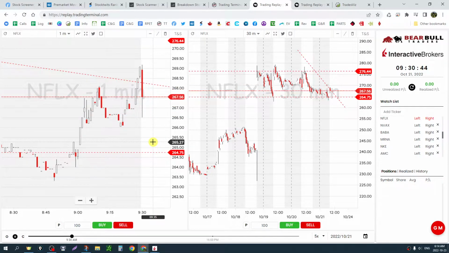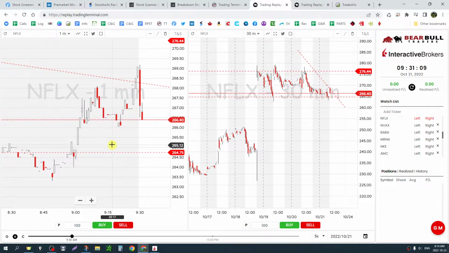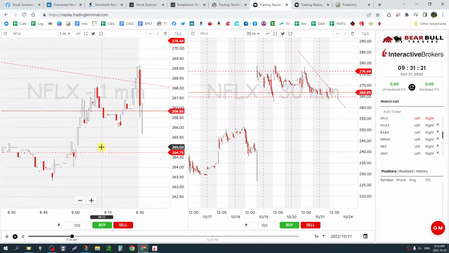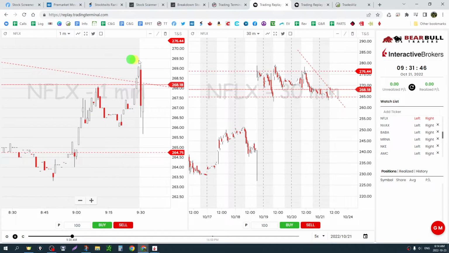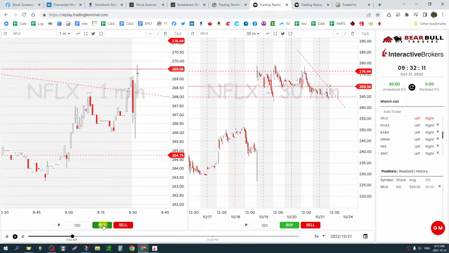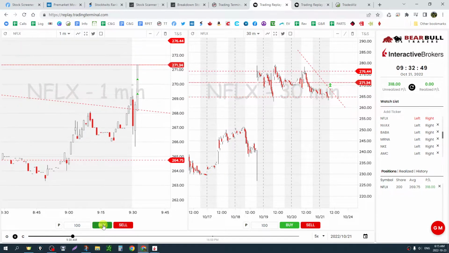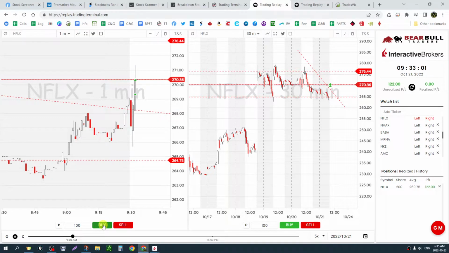So half a minute into the open, I'm looking over at the clock. 1 minute into the open. As soon as it gets up here, I'm going to go long. Okay, I'm in. Added.